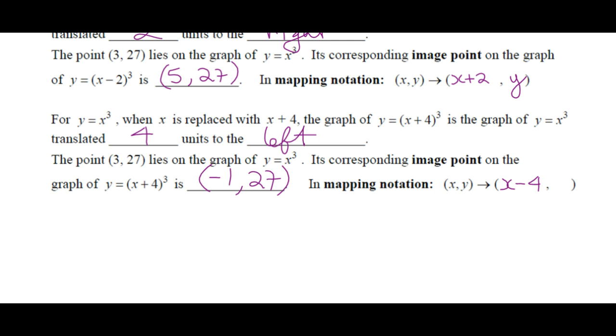How do we do that? We subtract 4 from the x value, right? It's got to go 4 lower. And the y value is the same, 27. Should be y. Should be y, yes. Should be y. It's good. So you're awake.